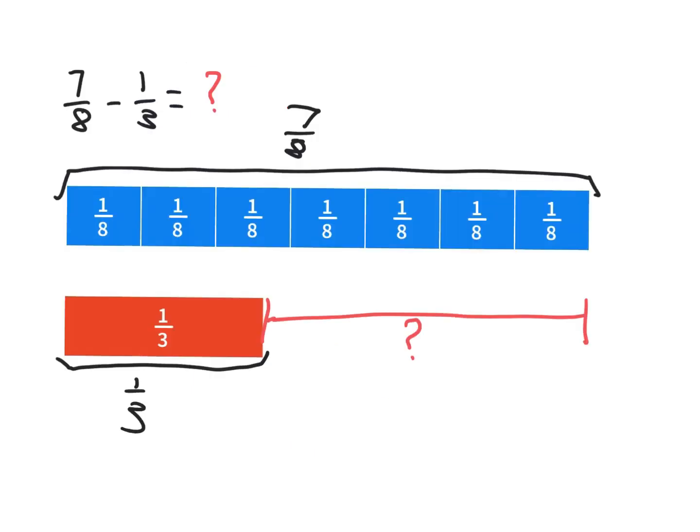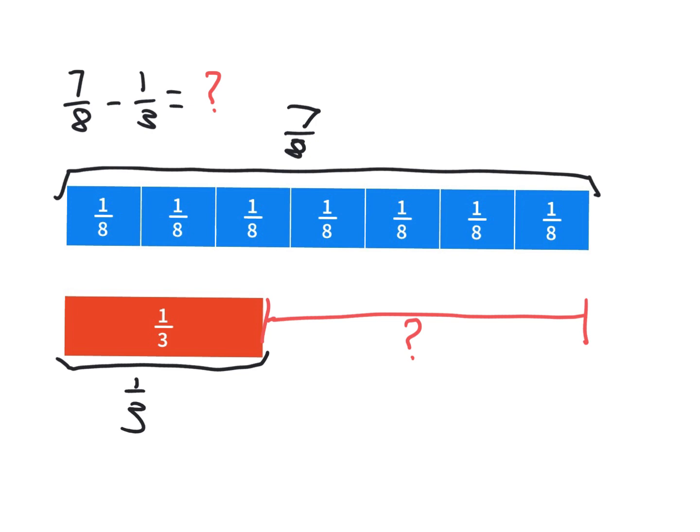Our problem here is 7/8 minus 1/3. We have 7 parts, each sized 1/8 of the whole, and we are going to take away 1 part sized 1/3 of the whole. To answer this question, we need to find what fraction of the whole will be left of 7/8 after we take away 1/3, which is represented by this area here. So the first thing we notice when we look at these fractions is that they have unlike denominators. To compare these fractions, we need to find equivalent fractions with like denominators.